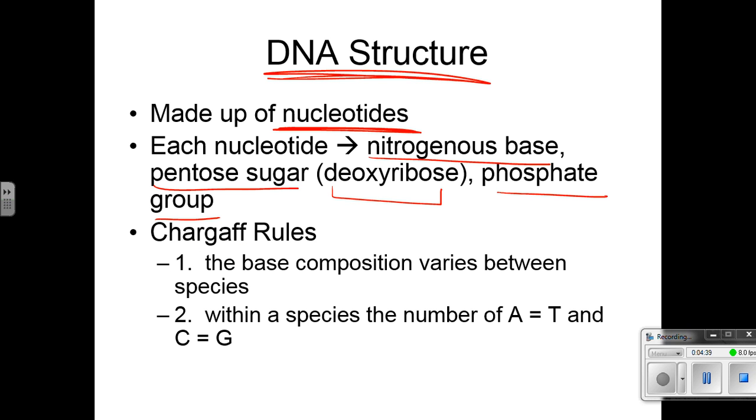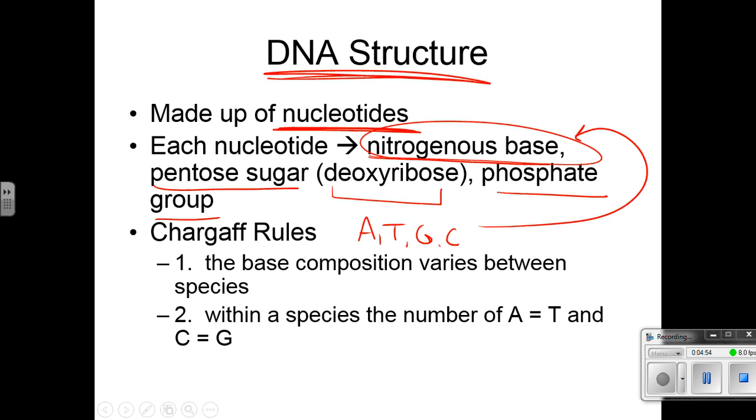Chargaff has some rules that talk about the base pairing, these nitrogen bases, and how they're paired in DNA. First of all, we have four bases, A, T, G, and C. A stands for adenine, T stands for thymine, G for guanine, and C for cytosine. How much of each of these you have varies depending on what species you are. It's about the same for all humans. As long as you're a human, you're going to have about the same. Really, our DNA is more alike than it is different.